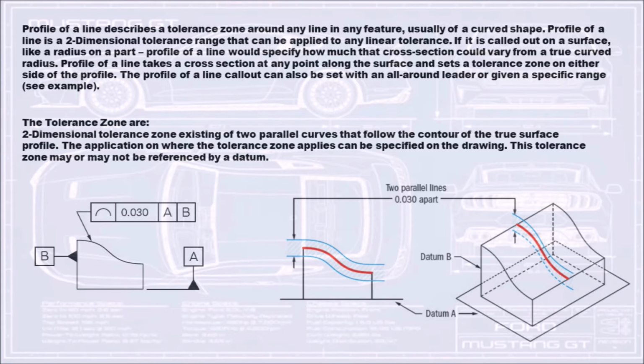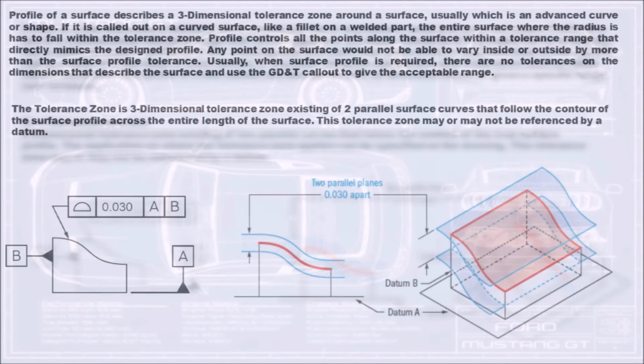The profile of a line callout can also be set with an all-around leader or given a specific range. See example below. The tolerance zone is a two-dimensional tolerance zone consisting of two parallel curves that follow the contour of the true surface profile. The application of where the tolerance zone applies can be specified on the drawing. This tolerance zone may or may not be referenced by a datum.